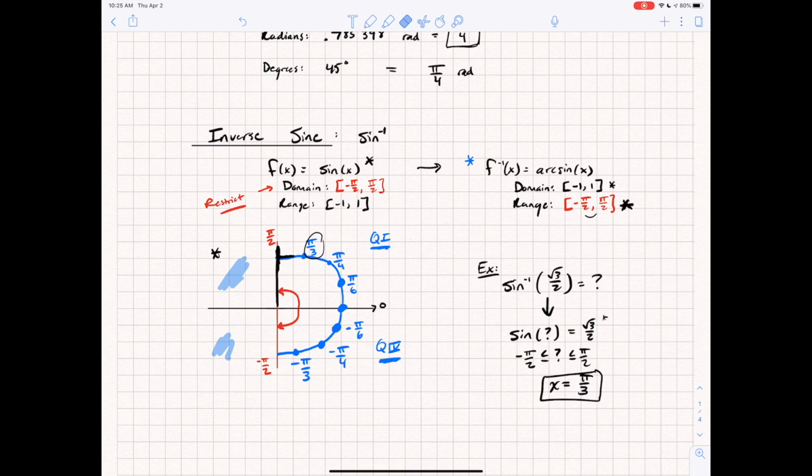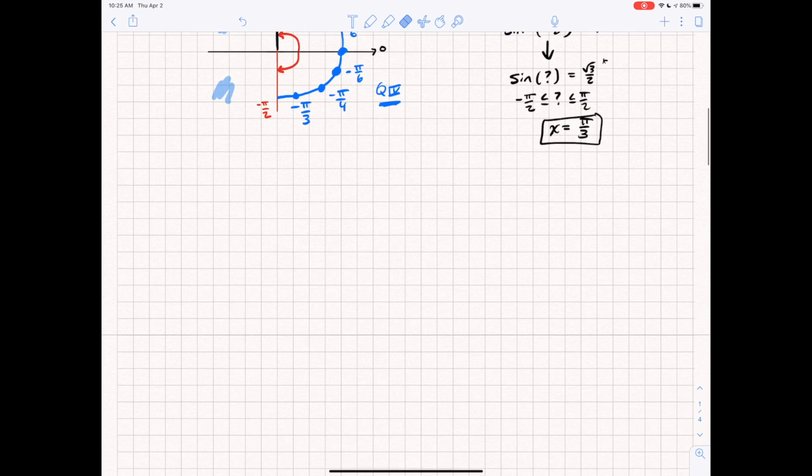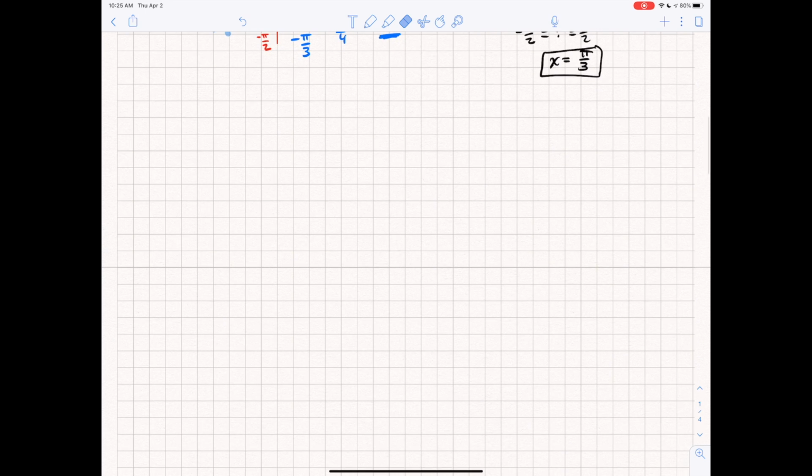This is arc sine. I'm going to give you some more examples of this in the next part because I want to talk about inverse cosine, and I want to look at it very, very similarly. So if we wanted to do cosine, but I want to talk about its inverse.